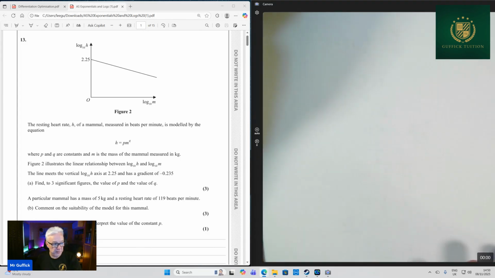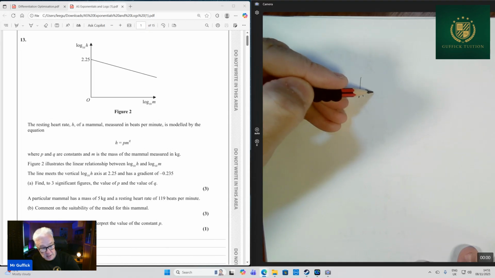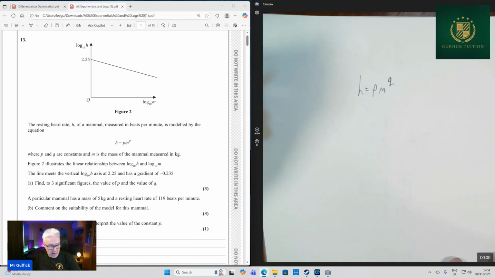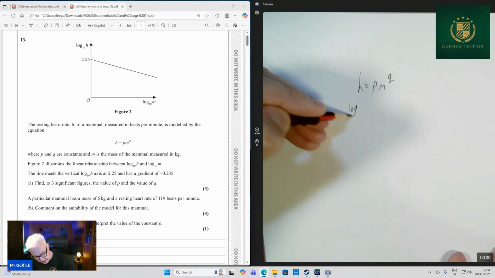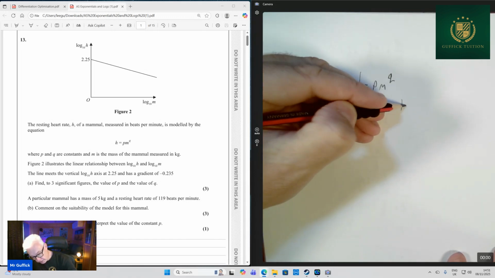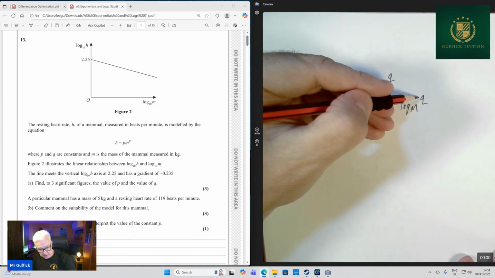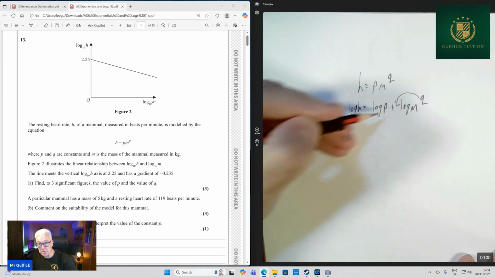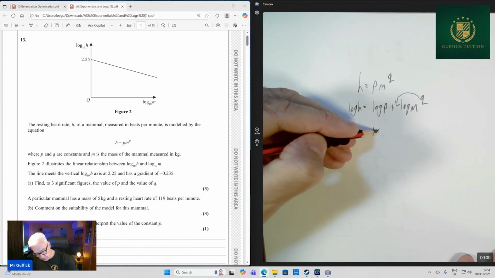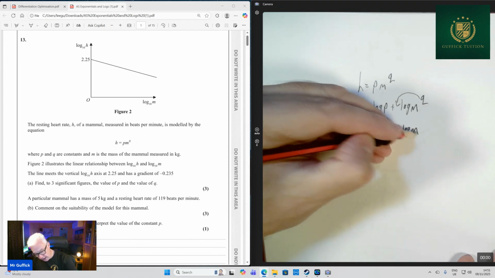So here's my preferred approach. I like to write down H is equal to PM to the power Q. And I'm going to take logs. So I'm going to have log H is equal to log P plus log M to the power of Q. I'm then going to use the power law to bring the Q to the front. So I've now got log H is equal to log P plus Q times by log M.